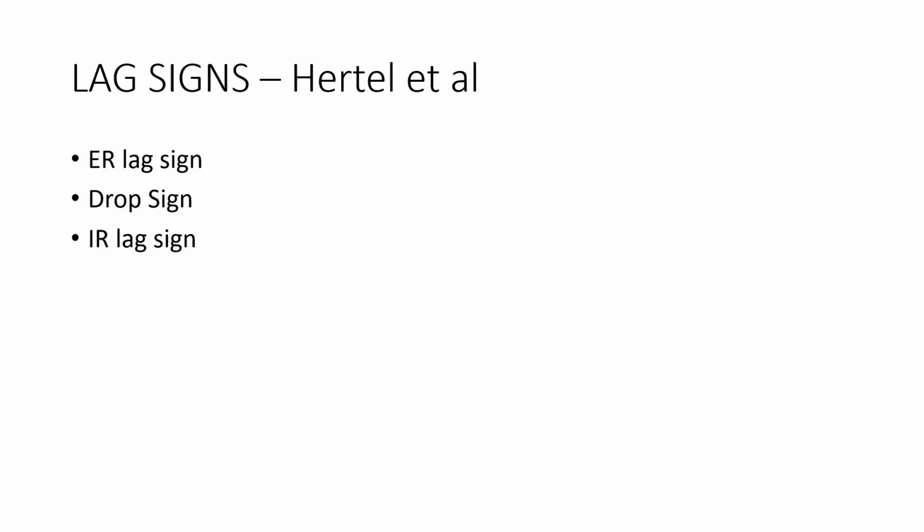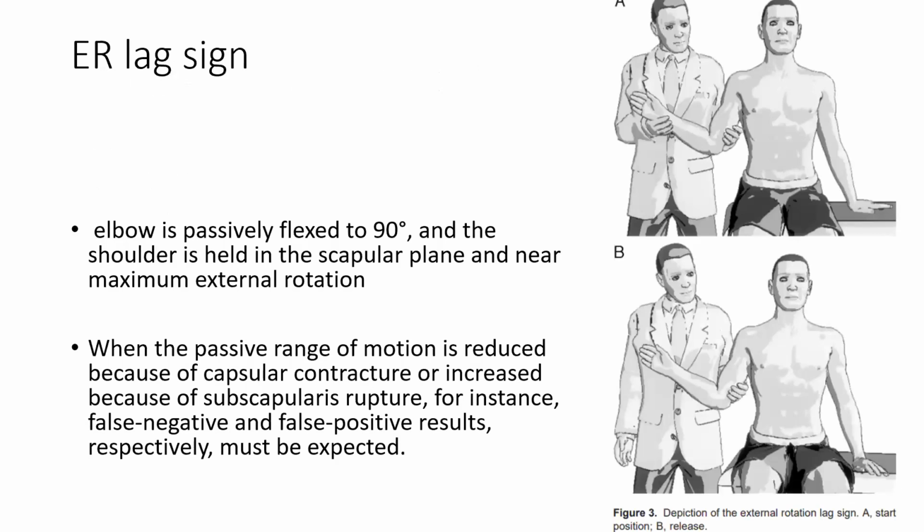And the lag signs, which are described by Hertel et al., are the signs in which we do the movement passively for the patient till the end range of movement and ask the patient to hold it there. So the first is the external rotation lag sign. Next is the drop sign. The external rotation lag sign is done, as shown in picture A, by passively flexing the elbow to 90 degrees, with the shoulder held in the scapular plane, 30 degrees of forward plane, and near maximal external rotation without stretching the capsule.